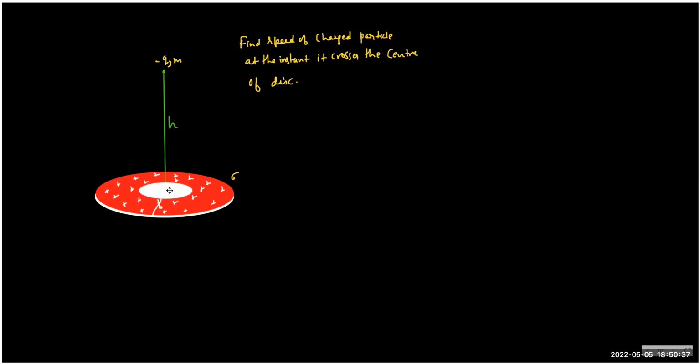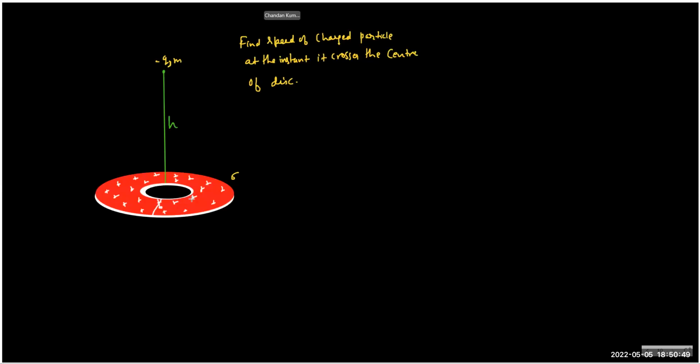Sir, I'm getting the answer: q sigma by 2 epsilon naught into (under root h square plus b square minus under root h square plus a square) is equal to half m v square plus q sigma by 2 epsilon naught (b minus a). Okay. Let me just check. Big thing. So I think the initial potential is how much?